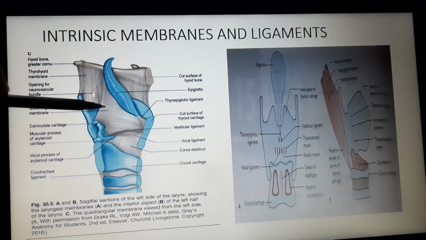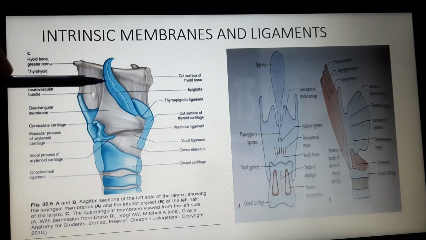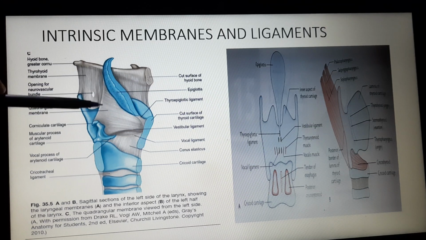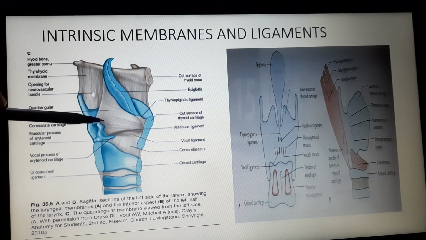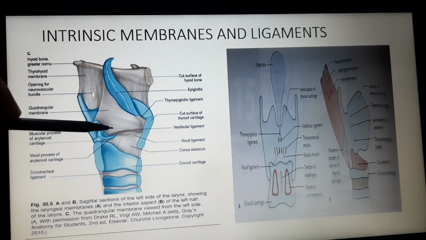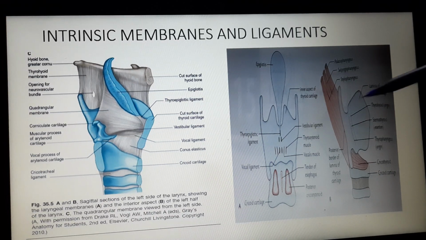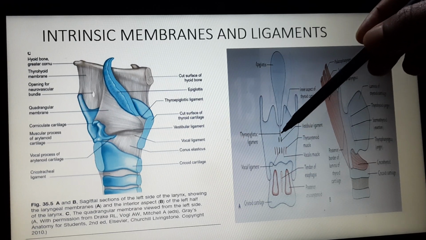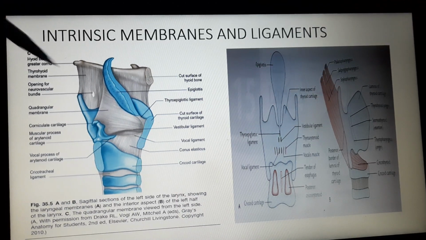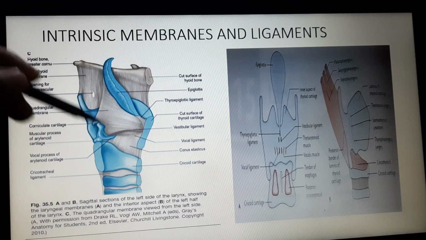The other ligament is known as the quadrangular ligament. Its upper border attaches to the margin of epiglottis, and its posterior border is free, forming the aryepiglottic fold. The lower border is free, and this lower free border is known as the vestibular ligament. Anteriorly it is attached to the posterior surface of thyroid cartilage in the midline, and posteriorly it is attached to the anterolateral surface of arytenoid cartilage, like in this picture.